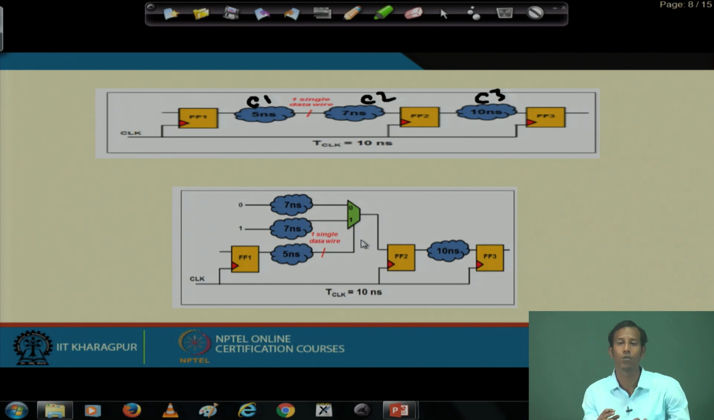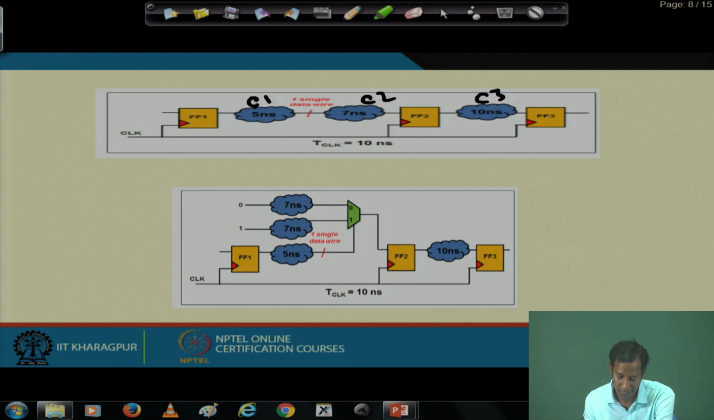That means here I do not have to wait for the computation of C1 to be completed before I can start my processing at C2. In parallel with C1, I am doing the computation in C2, and depending on these multiplexers, I can select which path I will take, whether the computation considering 0, or the one considering 1.